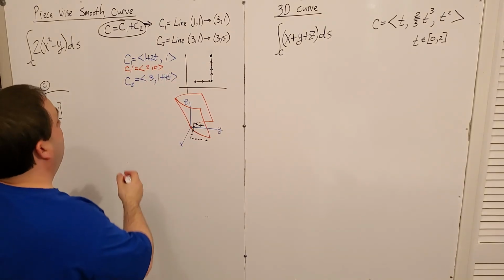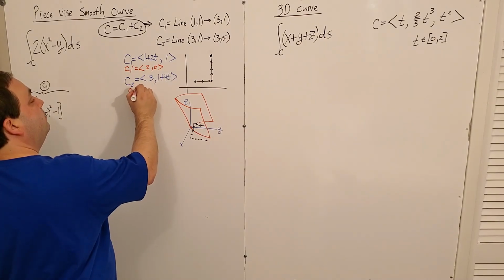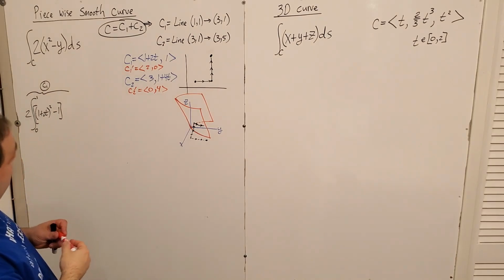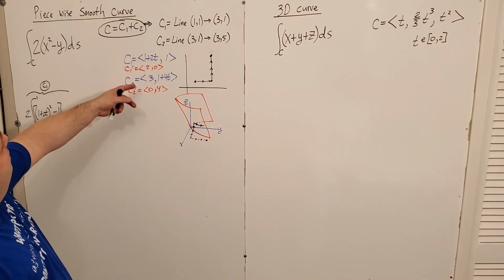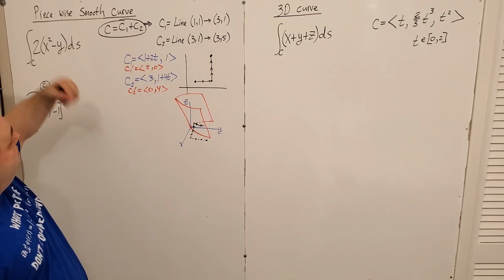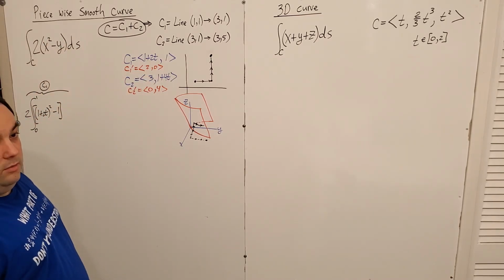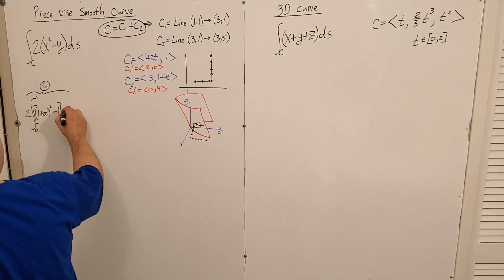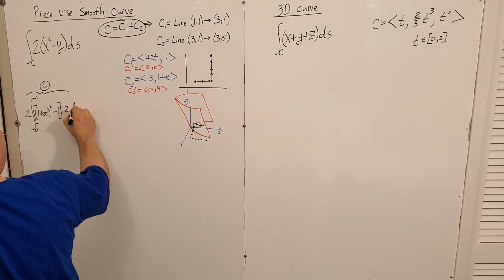Right? While I'm at it, let's go ahead and get C2 prime. That's going to be 0, 4. Well, what's the square root of 2 squared plus 0 squared, right? It's going to end up being that 2 value again, right? So times 2, and then I've got dt.